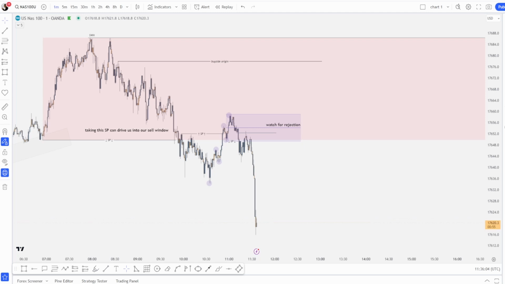Right guys, so you can see right here we had a rejection exactly where we said that we were going to reject from, and price is absolutely dropping with momentum and speed to the downside. So yet another multi-window confirmation entry using exactly the same systems that we have shown you and taught you on this channel.